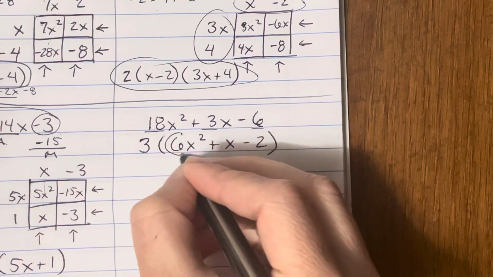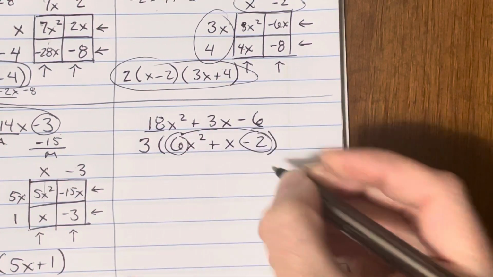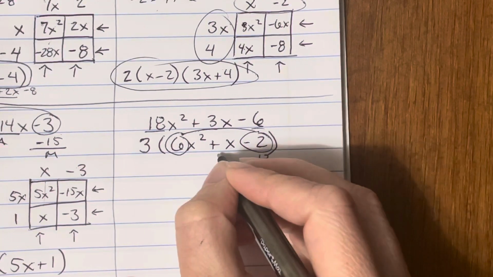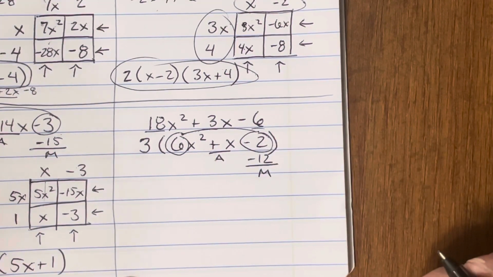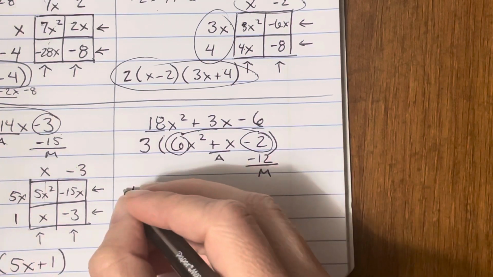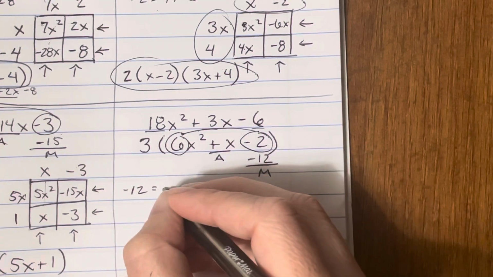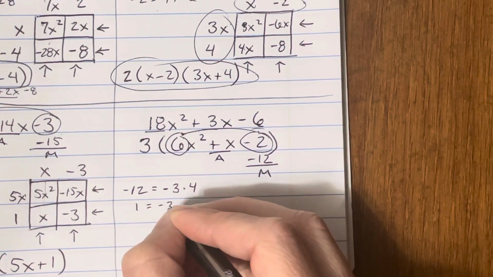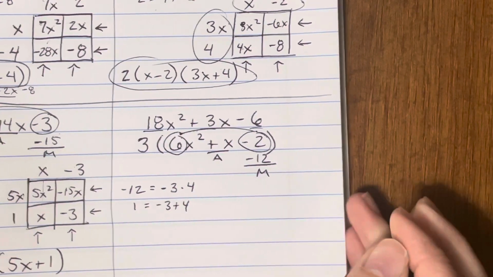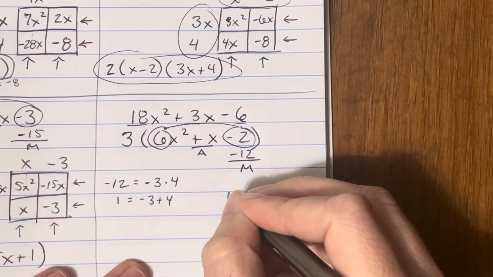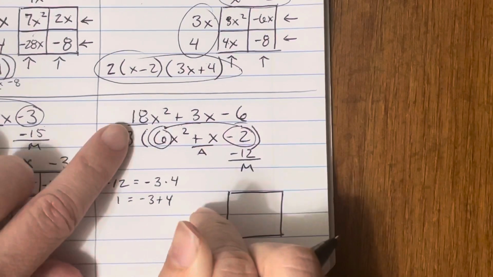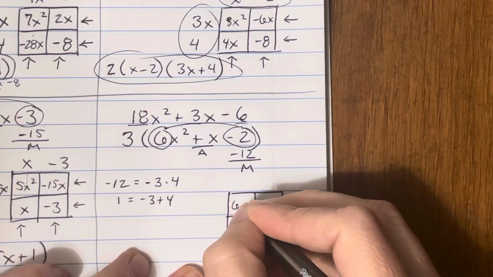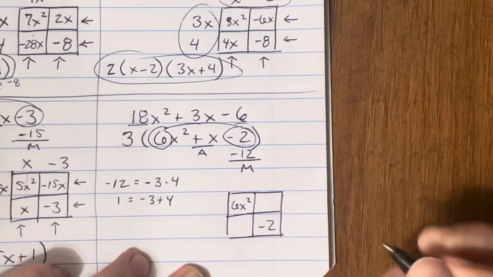And so I'm going to multiply my a value and my c value. That gives me negative 12. I'm looking for something that'll multiply together to get negative 12 and add together to get 1. That might feel weird until you think about the fact that negative 12 is negative 3 times 4. And if you do negative 3 plus 4, you do get 1. And so we're going to use those numbers in our box. Remember the 3 is outside, so we're using this as our original problem now to factor. And so we get 6x squared in the top pane, negative 2 in the bottom pane.